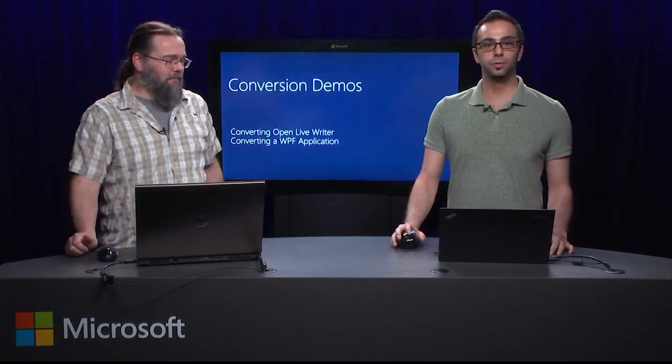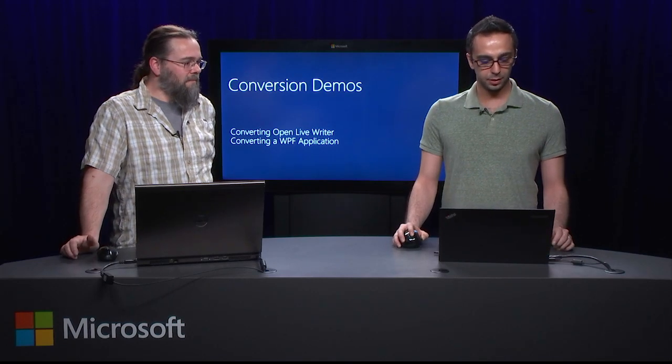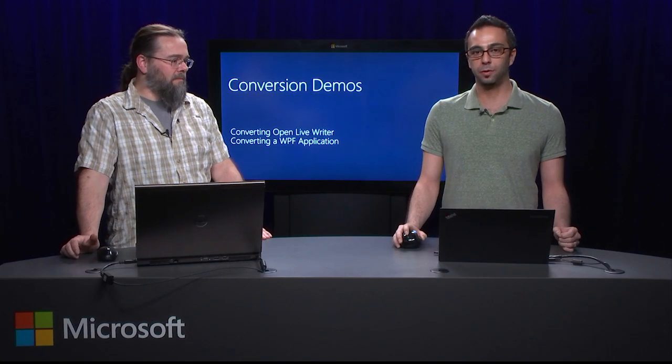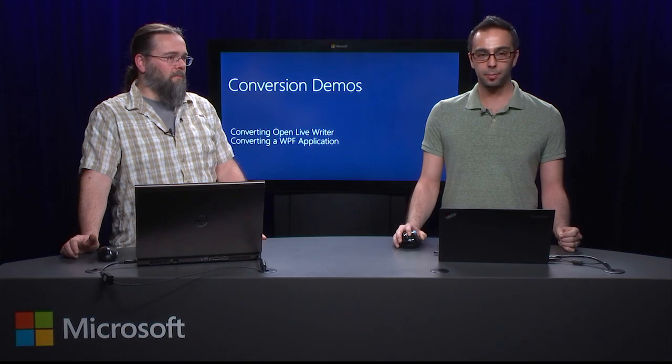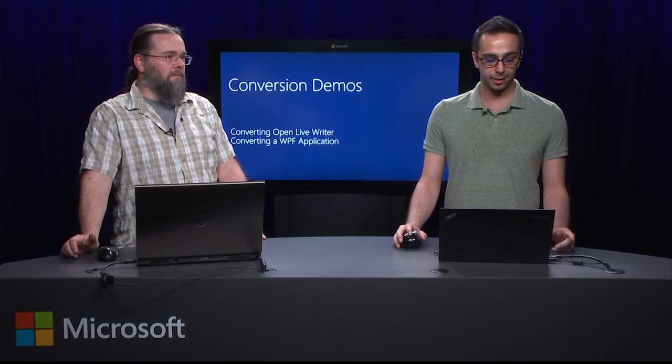So I'm going to be using the desktop app converter for these conversions. There are a couple of things I need to do first. First thing, I need to download the desktop app converter from the store. I can either go to the store application and search for desktop app converter, or I can go to aka.ms/converter and get it from there.